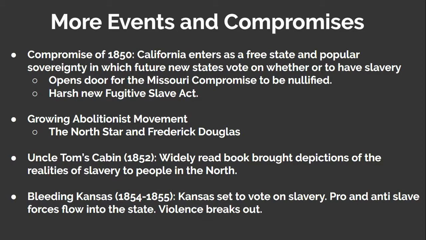So Kansas was a state that was north of that Missouri Compromise line, and they were going to vote on slavery. Now, the people in the North felt this vote should never even happen because of the Missouri Compromise and that this should be a free state. So what happens is pro and anti-slave forces from across the United States flood into Bleeding Kansas, and you get some violence breaking out and even some small-scale battles.